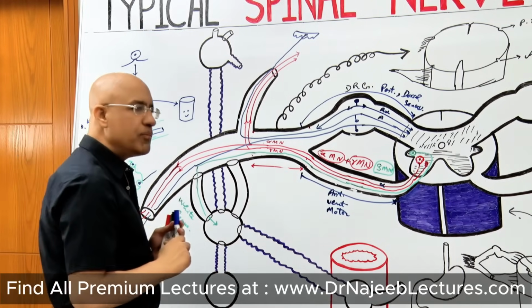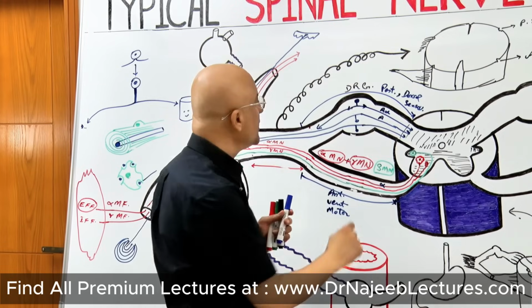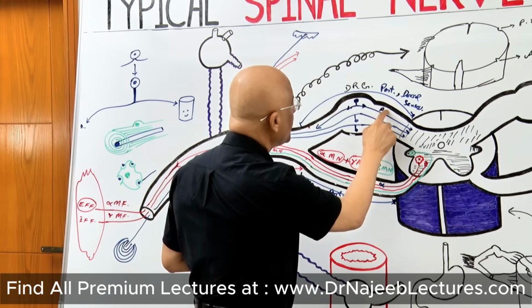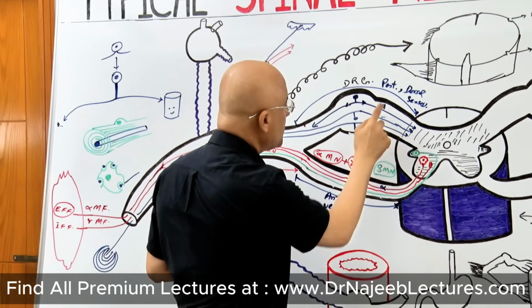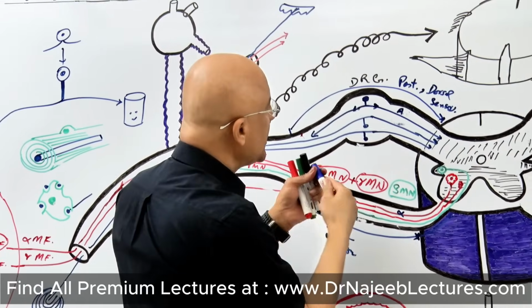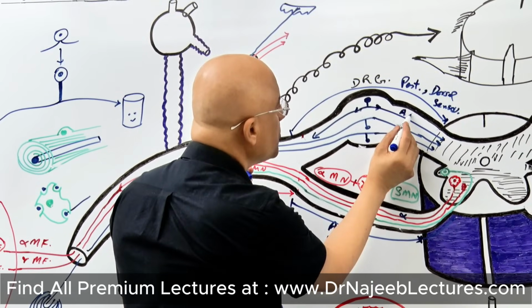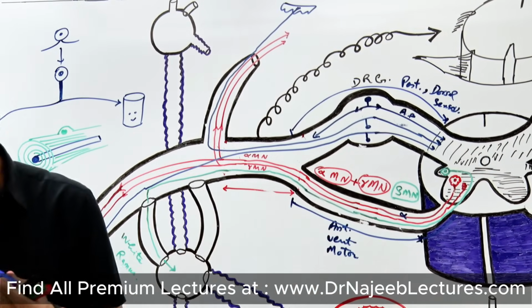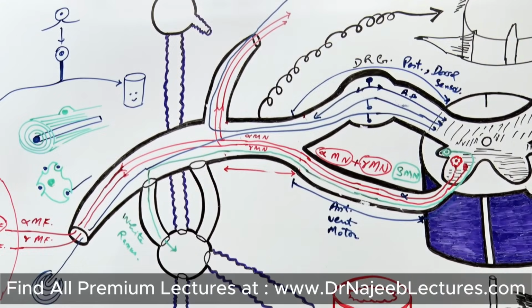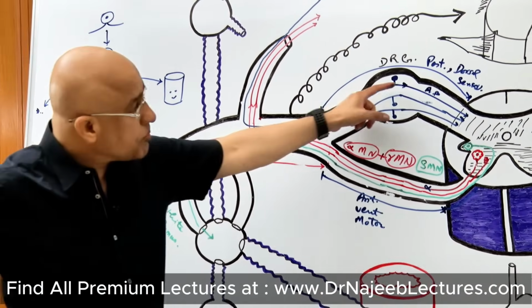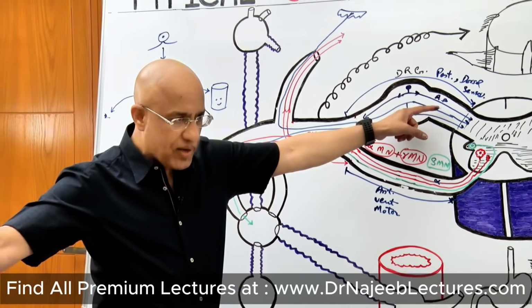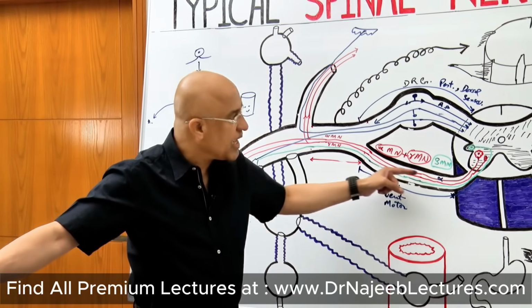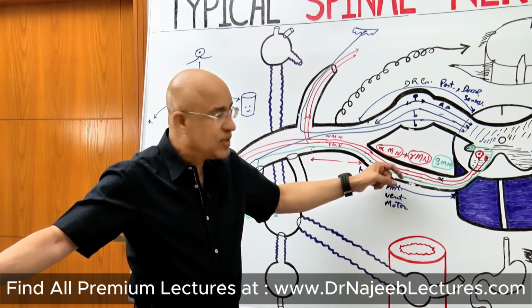okay, I think I've made a mistake. You need to excuse me. This is not A alpha. These fibers, A alpha was here. These are A beta, right? Now, what I want to say is that proprioception fibers are A alpha, motor fibers are A alpha, right?